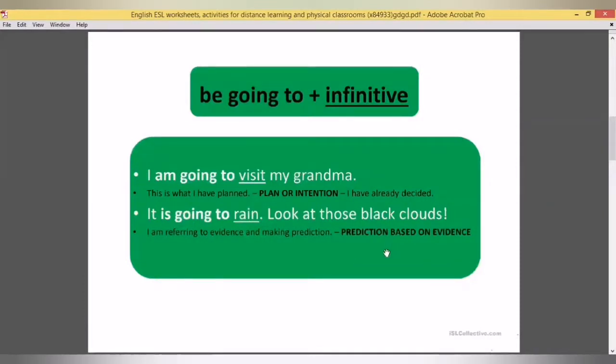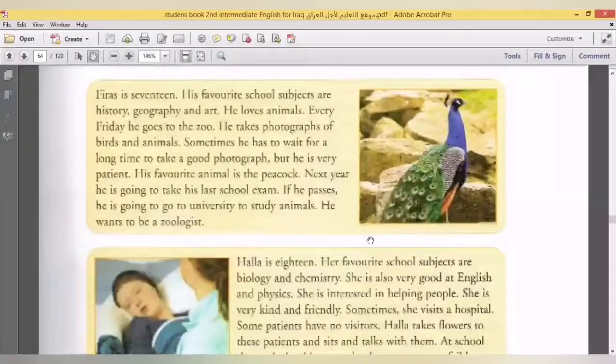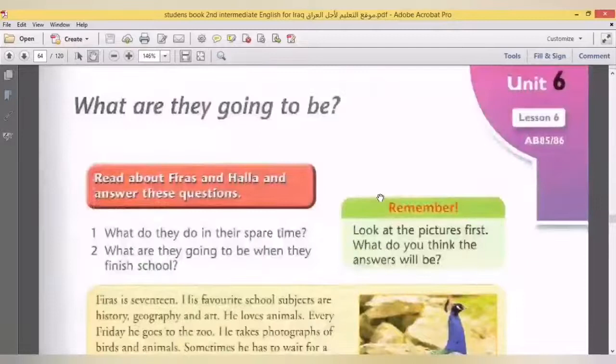And if you have any trouble, please tell me so I can clarify what is not clear. Shall we start lesson 6?